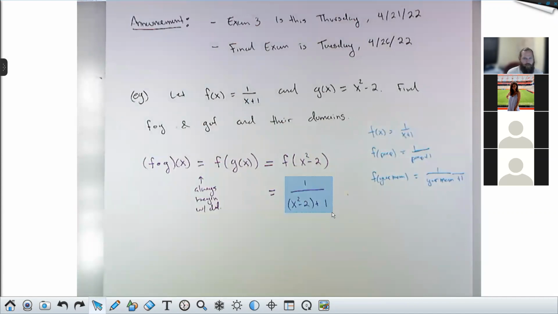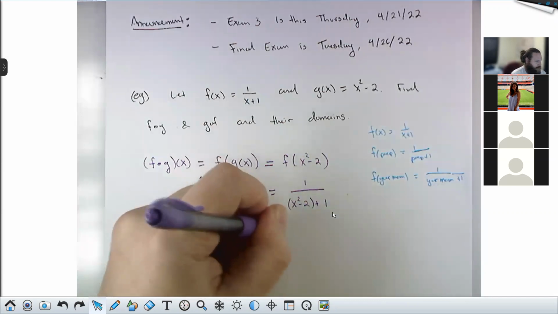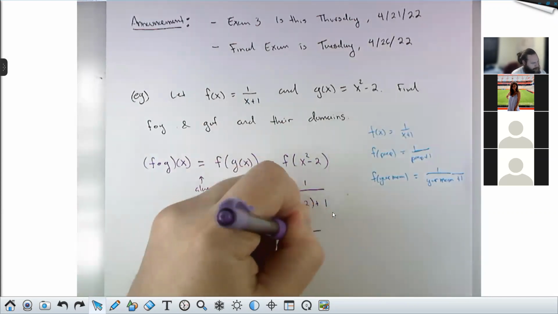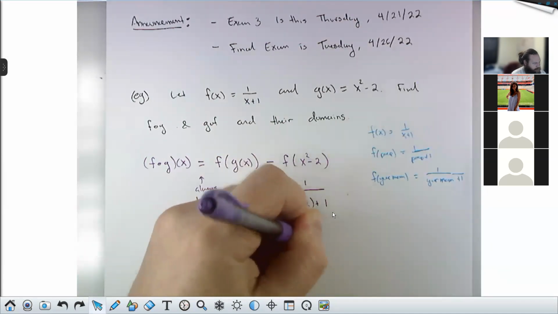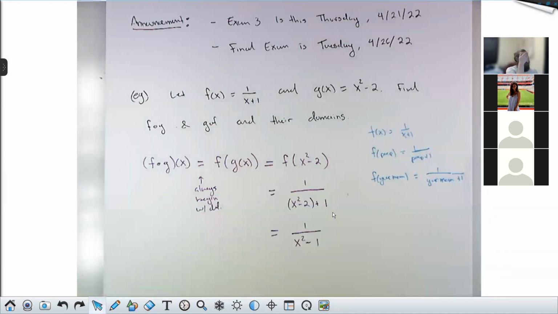Before I try to find the domain, let's simplify this a little bit. x squared minus 2 plus 1, that's the same as x squared minus 1. And this is a nifty connection to rational functions also. So this composite function happens to be a rational function. Does anybody remember how to find domains of functions like these?